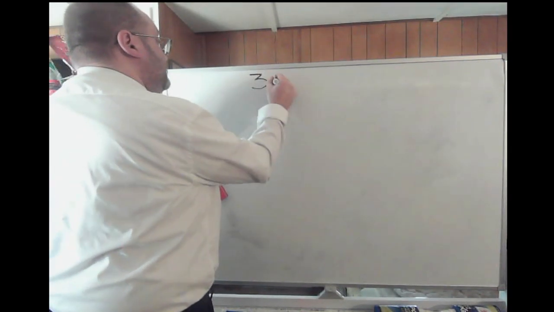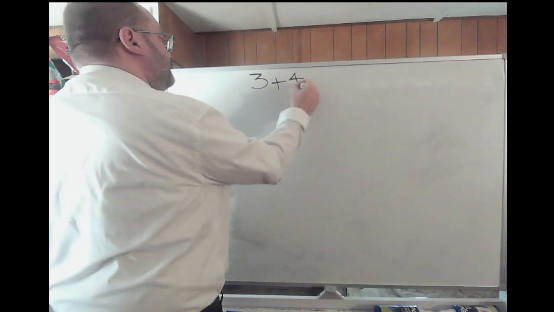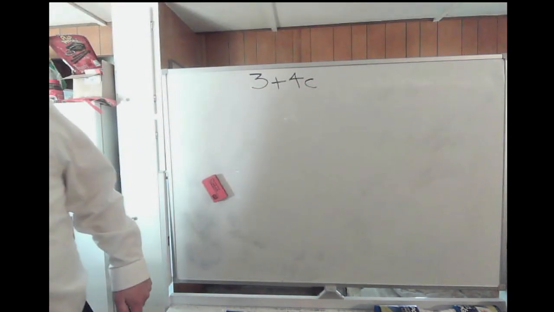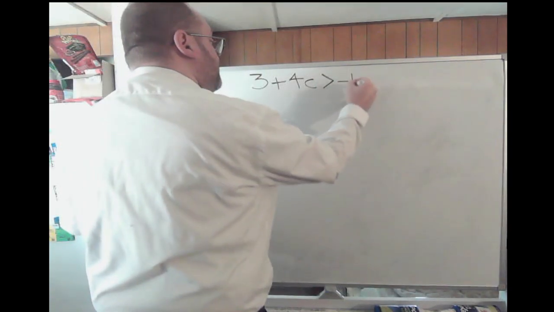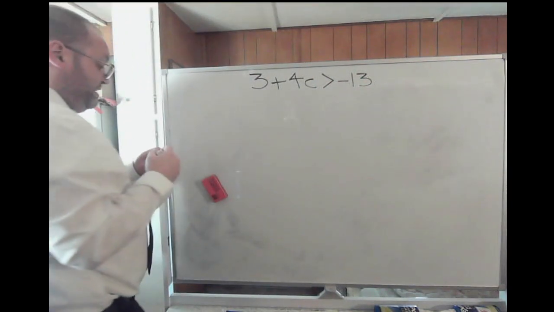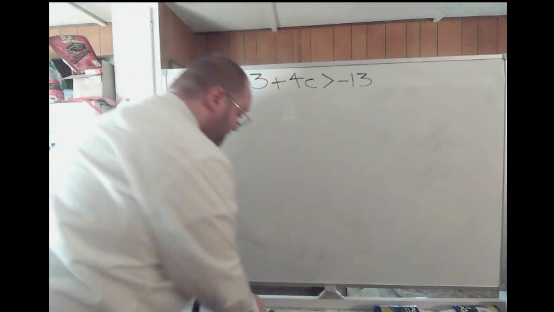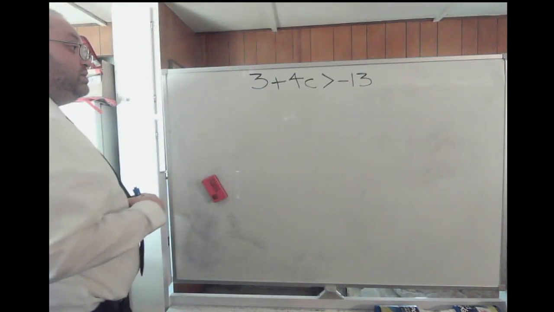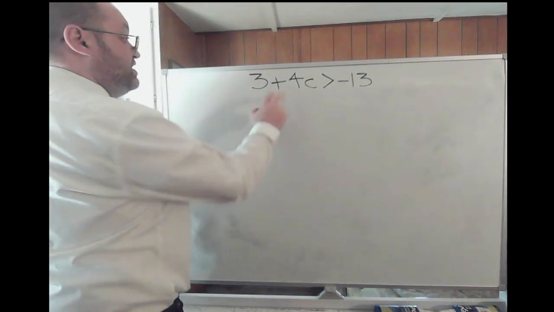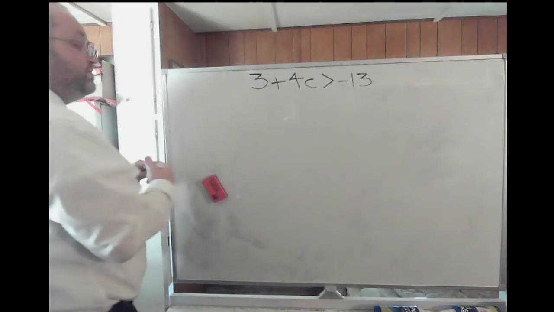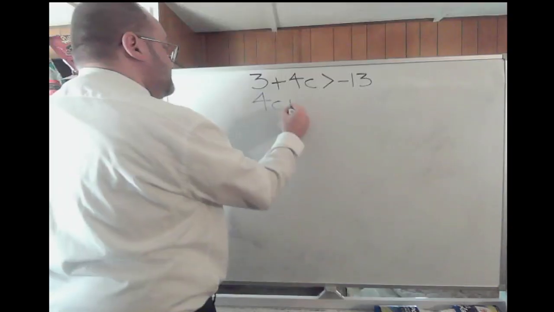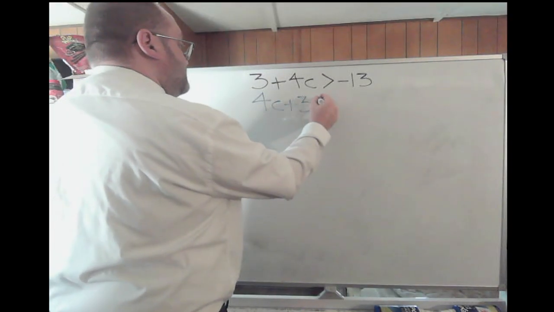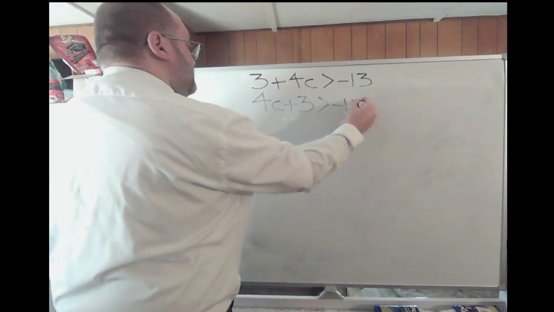Alright, we have 3 plus 4c is greater than negative 13. So we got 3 plus 4c is greater than negative 13. Well, first thing I would do is use the commutative property of addition to switch the 4c and 3 around. So what you would have is 4c plus 3 is greater than negative 13.